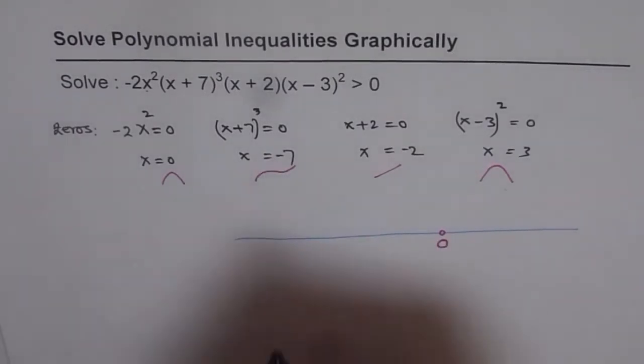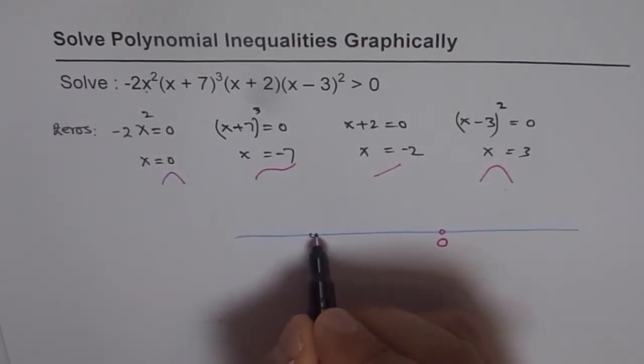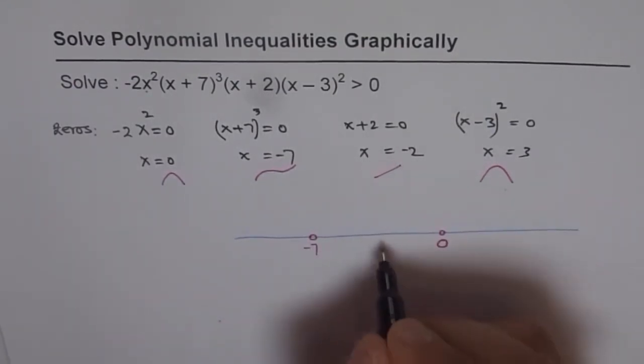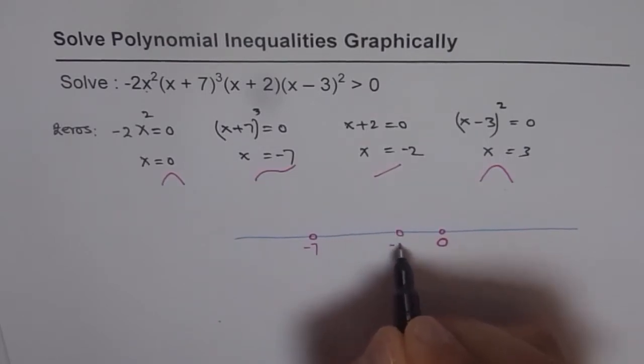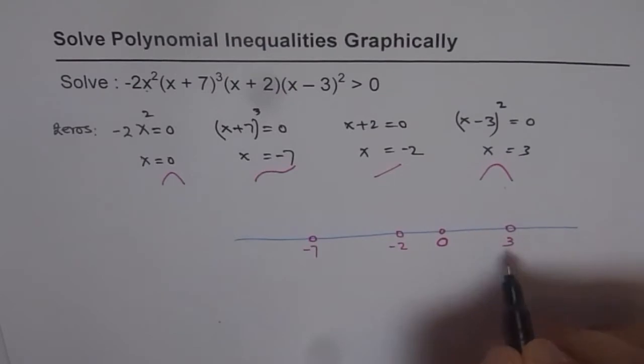Now x plus 7. So the farthest away is minus 7. So let me put here minus 7. This is minus 7. Minus 2. So minus 2 will be kind of like this. So it's all approximate, correct? And here we have 3.